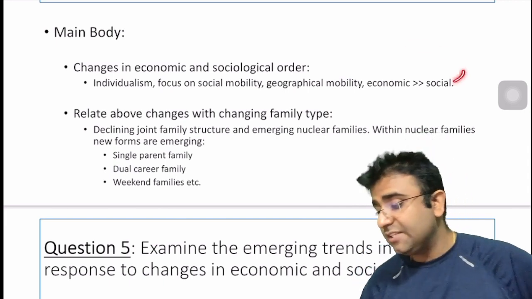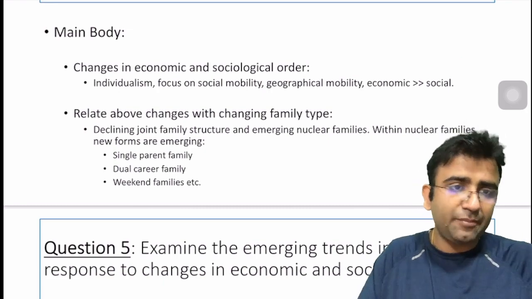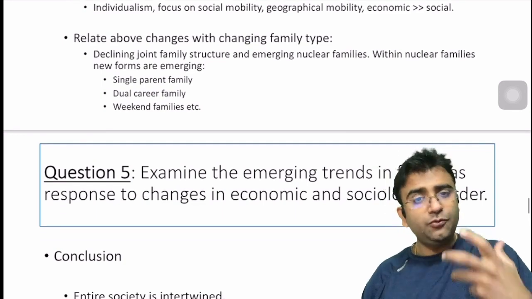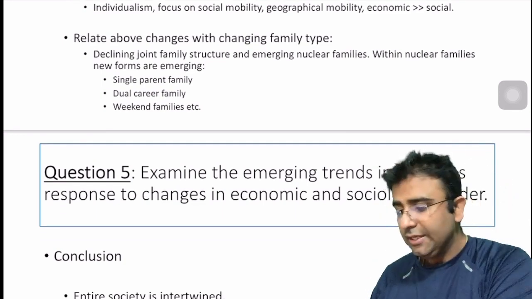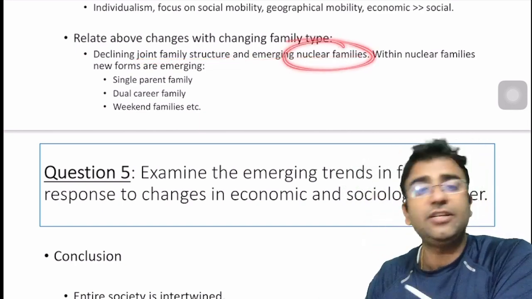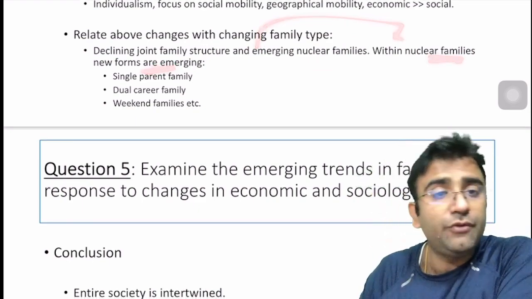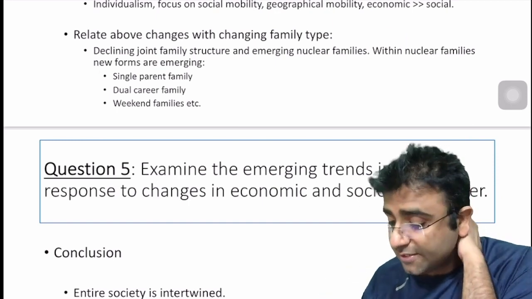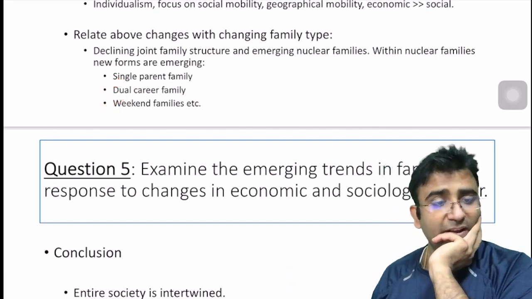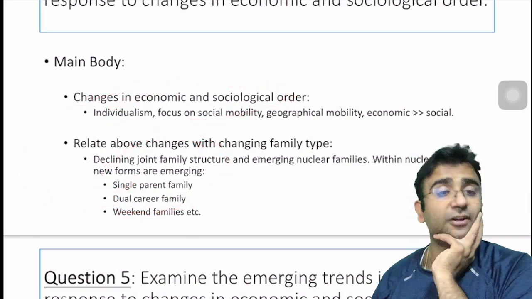And because of all these changes in the social and economic order, we are witnessing new forms of family type emerging. So there is a declining joint family structure. So what are the trends in family structure today? The joint family structure is decreasing, resulting in new emerging nuclear families. Within the ambit of the nuclear family, new forms are also emerging, such as the single parent family, dual career families, and weekend families, right? So these are the changes in the family with respect to these changes in economic order.